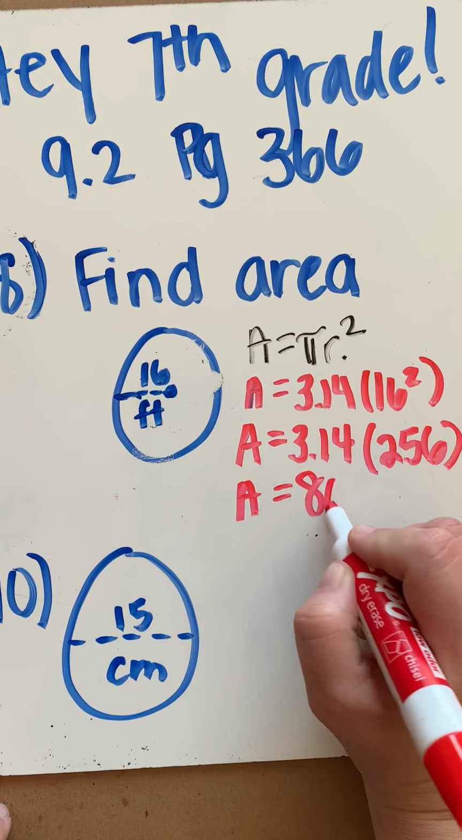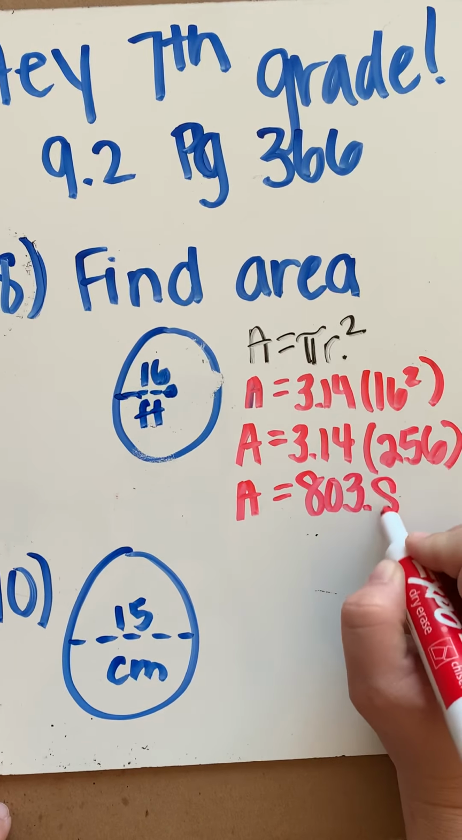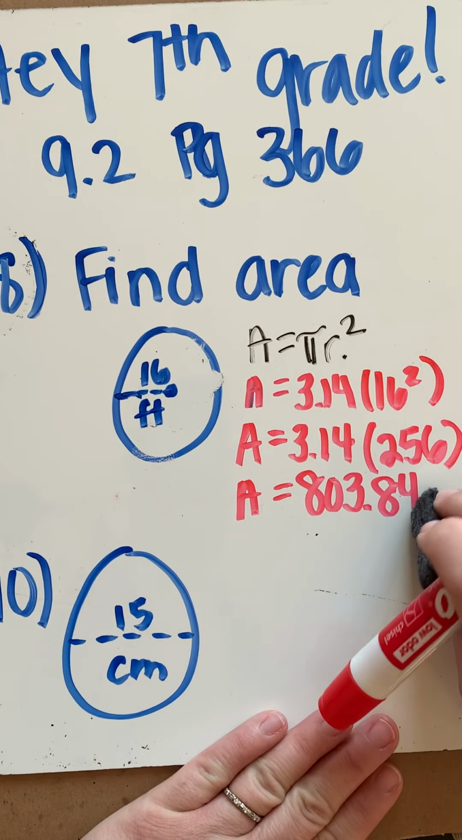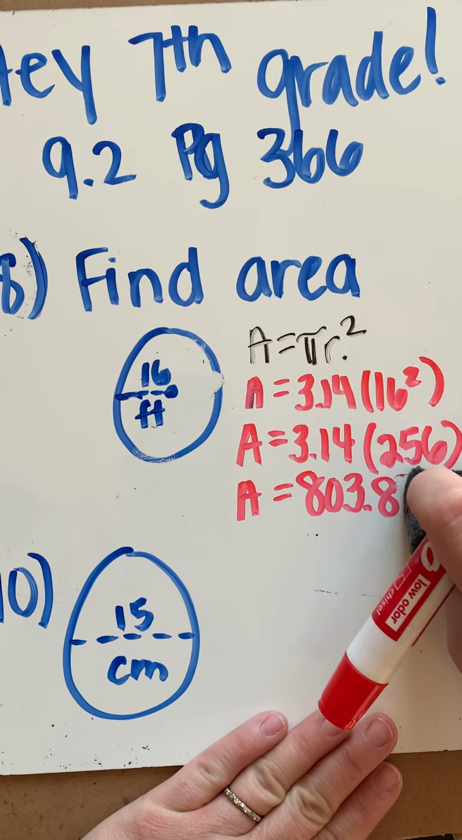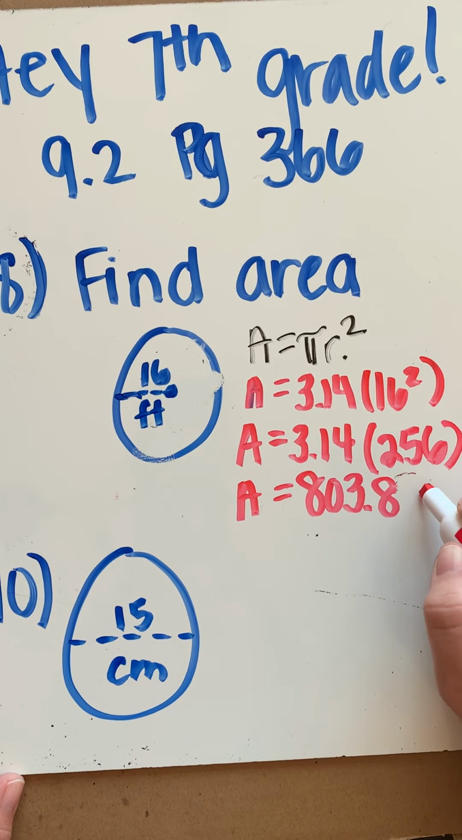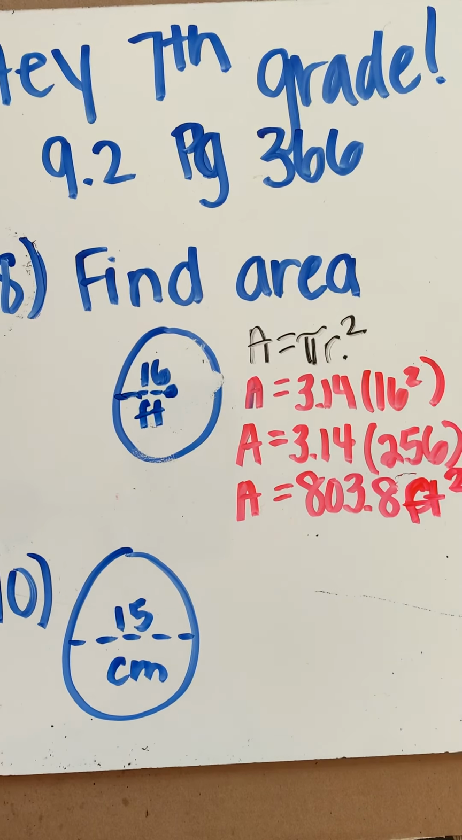We get 803.84. They told us to round to the nearest tenth, so I'm going to erase this 4 here to save space. Our answer is 803 and 8/10. Oh, this is feet. Feet squared. Make sure you're putting feet squared, centimeters squared, units squared. When we're doing area, it's always squared.